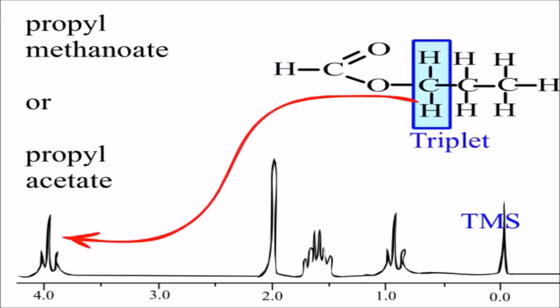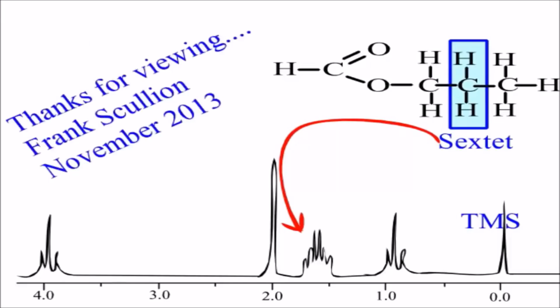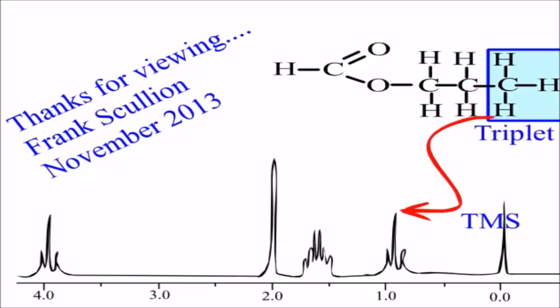The triplet furthest downfield is produced by that CH2 group because A, it's got 2 adjacent protons, and B, it's attached directly to the electronegative oxygen. That CH2 group has got 5 adjacent protons, n plus 1 gives 6, so it's split into a sextet. I've left out the singlet there, I'm afraid. That's the H attached to the COO. And then you've got a triplet produced by that CH3 group, which has 2 adjacent protons. So 4 peaks, 2 triplets, a singlet, and a sextet.